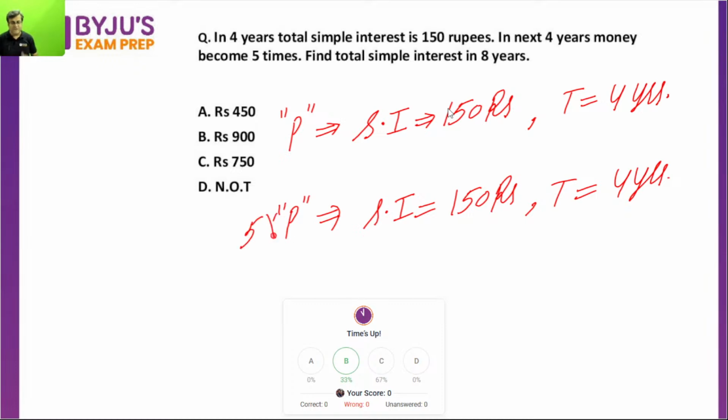This becomes 5 times. Obviously, if I deposit 1 lakh rupees, let's suppose 10,000 is the interest. If 1 lakh is deposited and 10,000 is the interest, if 5 lakh is deposited, how much will be the interest? Everybody tell me. I would like to see whether all of you understand this thing or not. Nobody is giving me the response. Yes. If 1 lakh gives you 10,000 interest, then 5 lakh will give you interest of 50,000, obviously. Principal becomes 5 times, interest will also become 5 times.